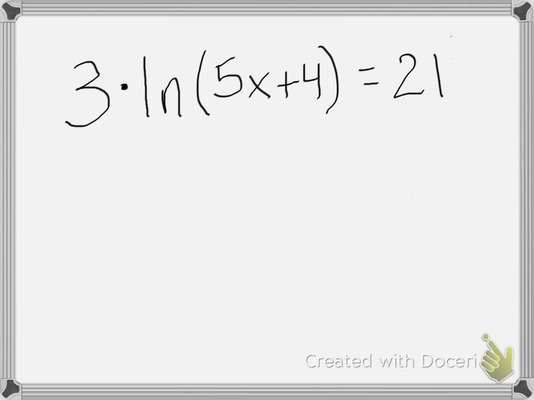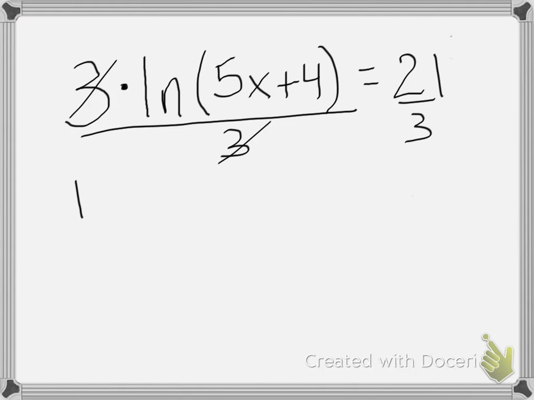The first thing we said we're going to deal with is that 3, so we're going to divide both sides by 3. In doing so, this 3 and this 3 will reduce down because the opposite of multiplying is dividing. That leaves us with the natural log of 5x plus 4. And on this side, we get 7. Now we have to deal with the natural log.